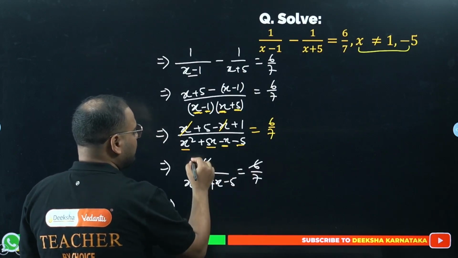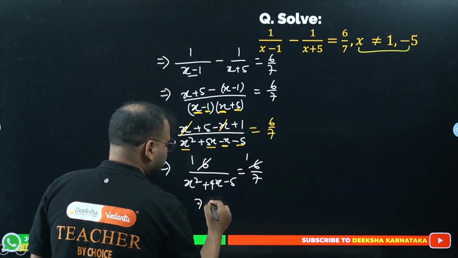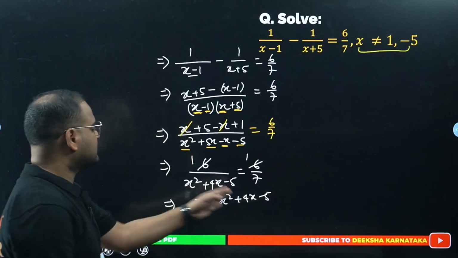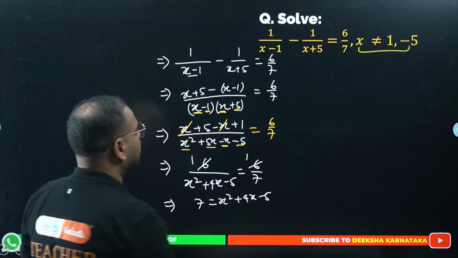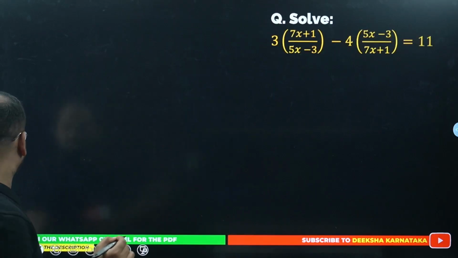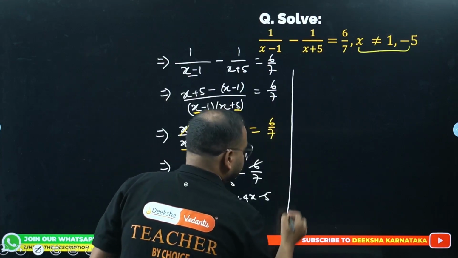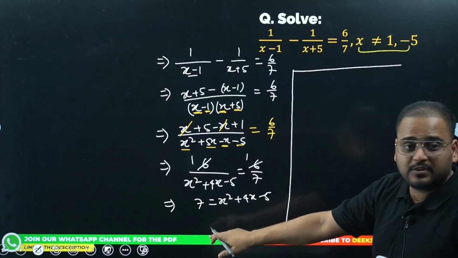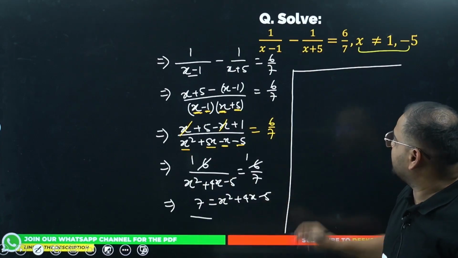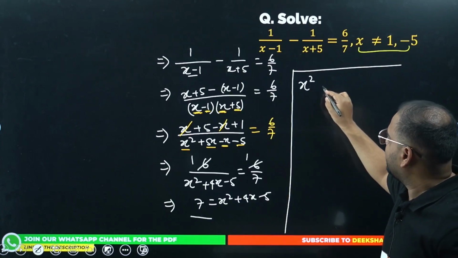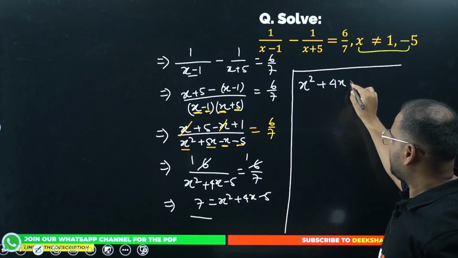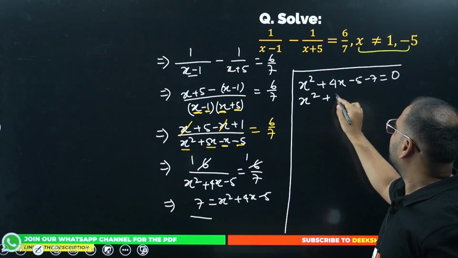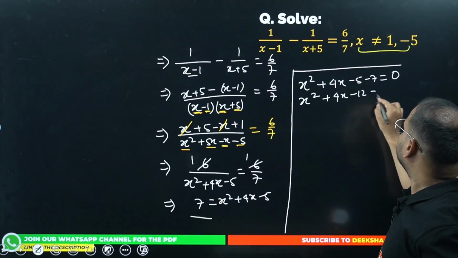I can cross multiply. Both places 1 is there. So 7 into 1 is just 7. And this is x square plus 4x minus 5. Bring this 7 on that side. Okay, it will become negative. I'll continue over here only. Okay, check this out. So I'm going to move this 7 over here. So it will become x square plus 4x minus 5 minus 7 equals to 0. So this will be x square plus 4x minus 12 equal to 0.